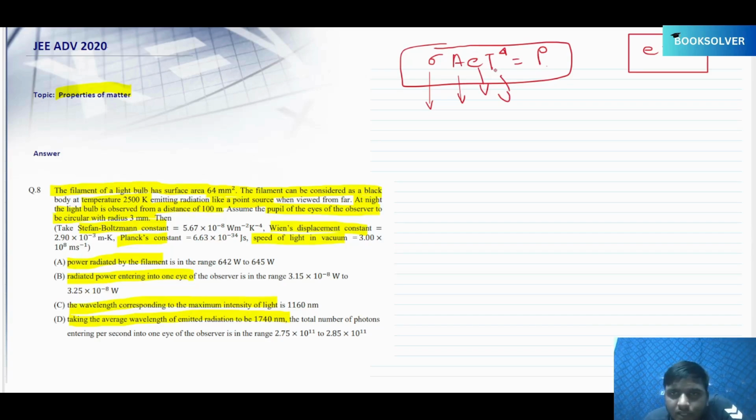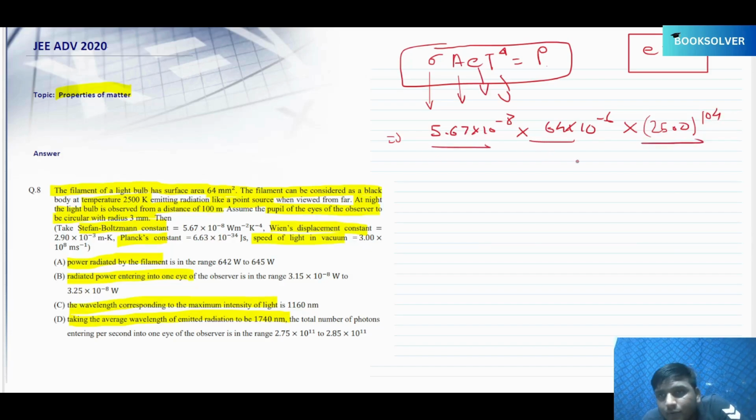So for the first question, we can directly apply this formula. We take 5.67 into 10 to the power minus 8, multiplied with the area of 64 into 10 to the power minus 6, and multiply it with T to the power 4, that is 2500 to the power 4, or 25 into 10 to the power 2, whole to the power 4. So you can see how calculative it is, and you have to give very much time here. So let's first calculate it. The powers of 10 can be cancelled here, so it can be written as 25 to the power 4, or 625 square, into 64 into 5.67.